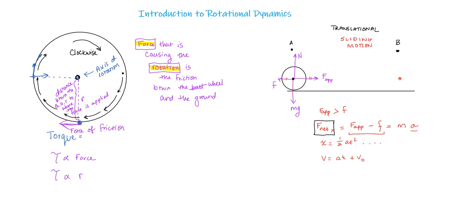You can think of this with a door. If you're trying to open a door and you push closer to the hinges, which is the axis of rotation, you have to push a lot harder to rotate the door. That's why the door handle is located on the farthest edge from the axis of rotation.